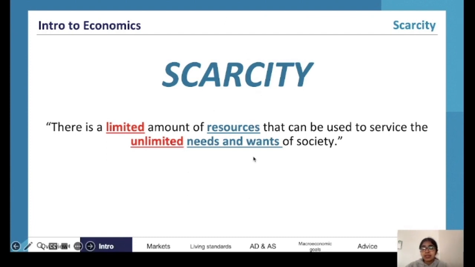And now the needs and wants. These needs and wants are unlimited. That means that just because you satisfy one need or one want, it doesn't mean that all of them are satisfied. They just keep coming. It is impossible to satisfy every single need and want of every single person in society.